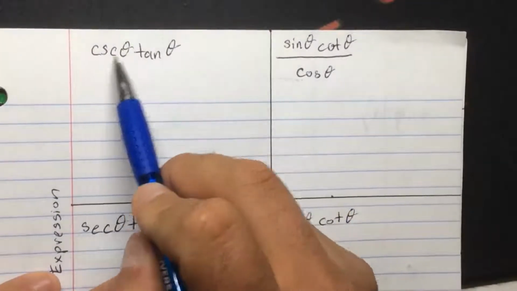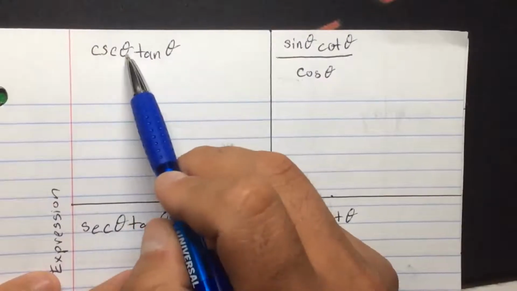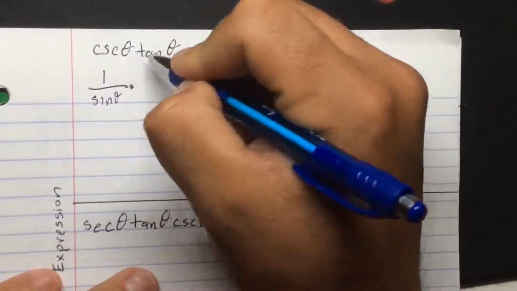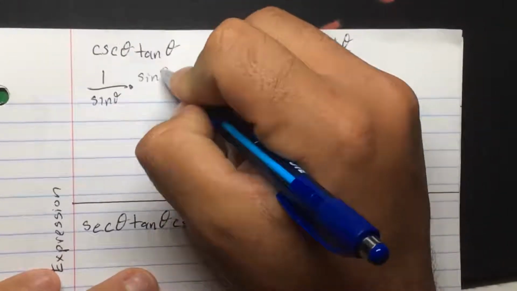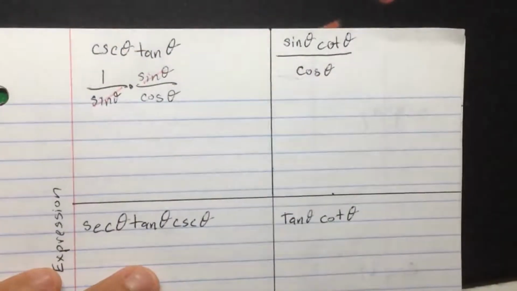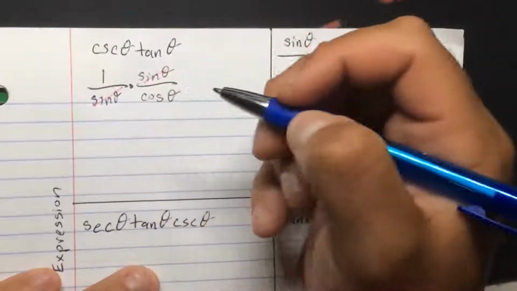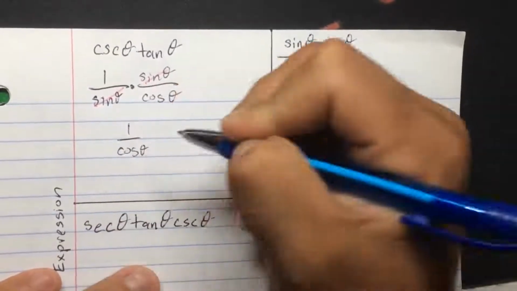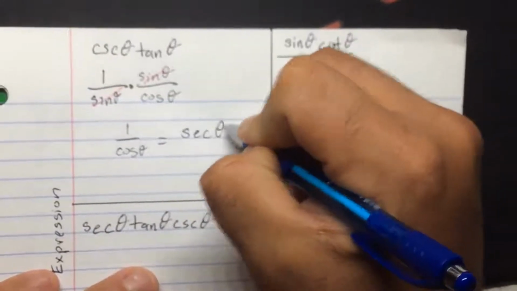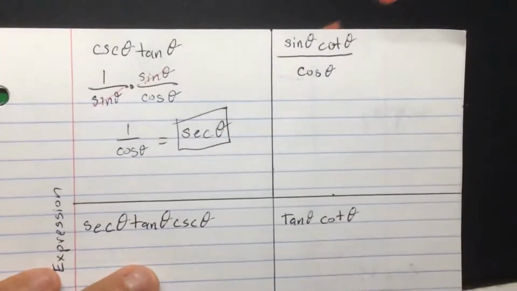Okay, so the first one. I know that cosecant, because of our cheat sheet, is 1 over sine theta. And I know this is multiplying, because it's multiplying here by tangent, which is sine theta over cosine theta. So right away we can see that our sine thetas will divide to 1, leaving us just with 1 over cosine theta. But I don't want to leave it as 1 over cosine theta, so this is going to be equal to our secant theta, which is our simplified form.